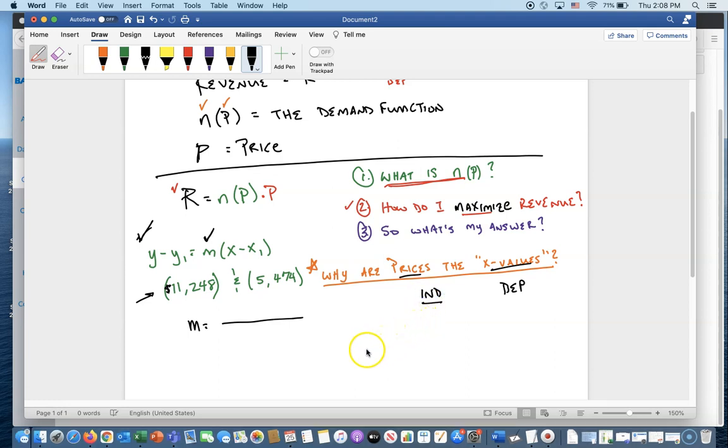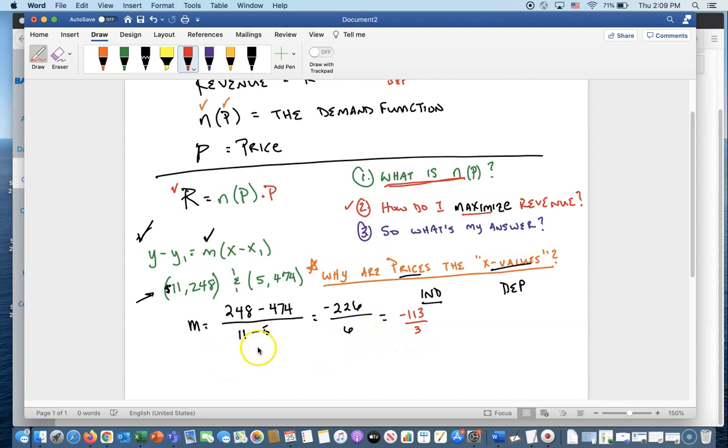Okay, so what we're going to do then is we want to make sure that we have these x values on the bottom and the y values on the top. And this will help us identify what that slope is. So that comes out to negative 226 over 6. And we're going to simplify that slope down to this, negative 113 over 3.